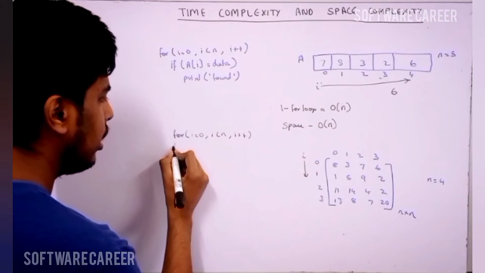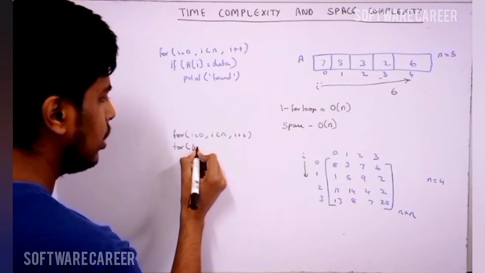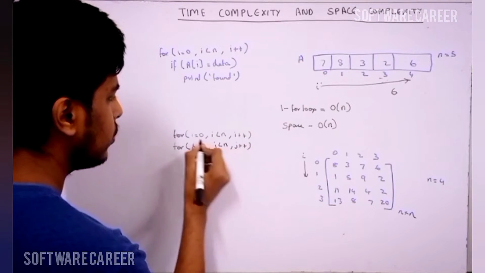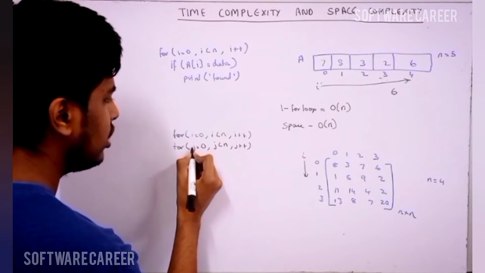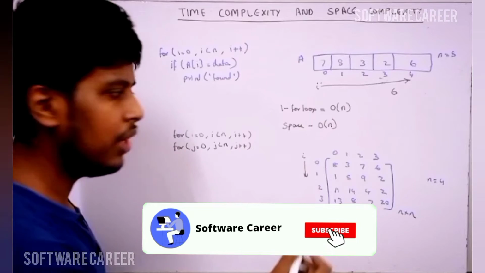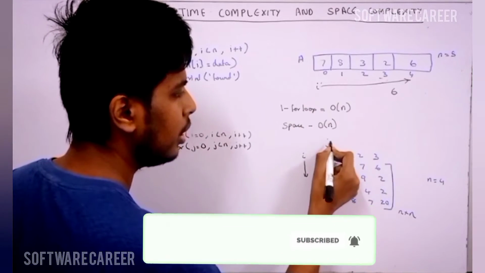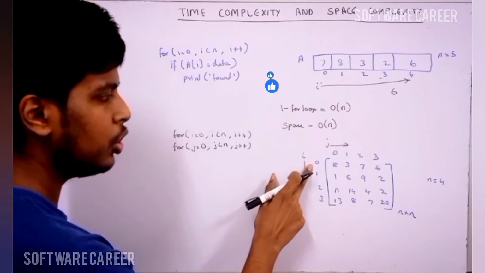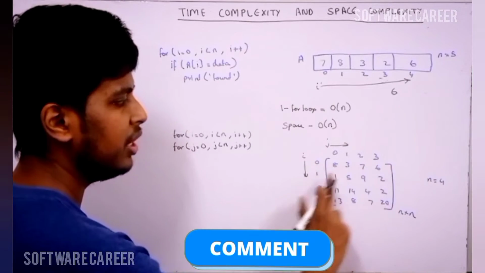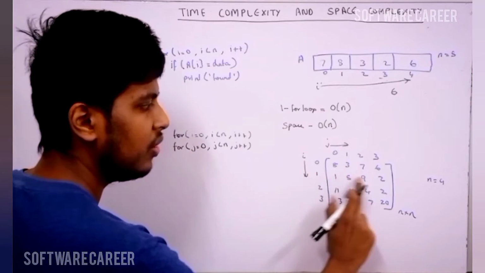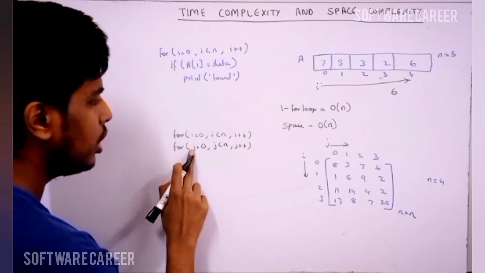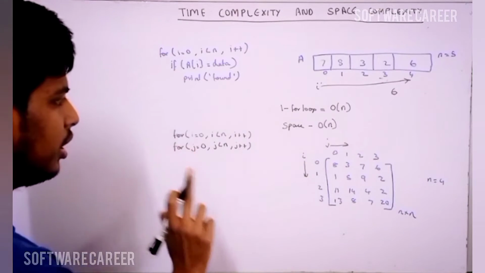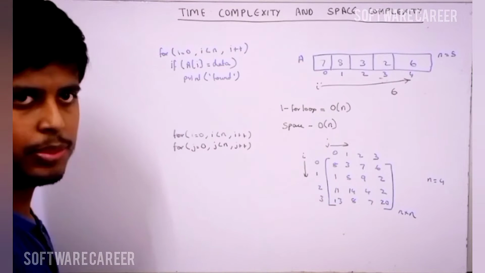Then I am writing another loop: j equals 0, j less than n, j plus plus. What is this loop? j is for traveling in columns. When you are in the first row, you are traveling through every column. Then you are in the second row, you are traveling through every column. Like that. So I am writing another variable j for traveling in columns, that is j equals 0 till j less than n, j plus plus.